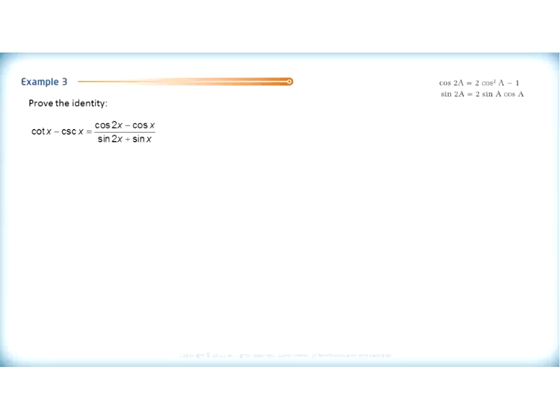So let's rewrite this in terms of sine and cosine as well, because you see I've got all sines and cosines on the right side, so we don't on the left side. So let's rewrite cotangent as cosine over sine, subtract cosecant, which is 1 over sine, got to equal, okay, let's see what we've got on the right side here. Cosine 2x, I'm going to use this one up right here.